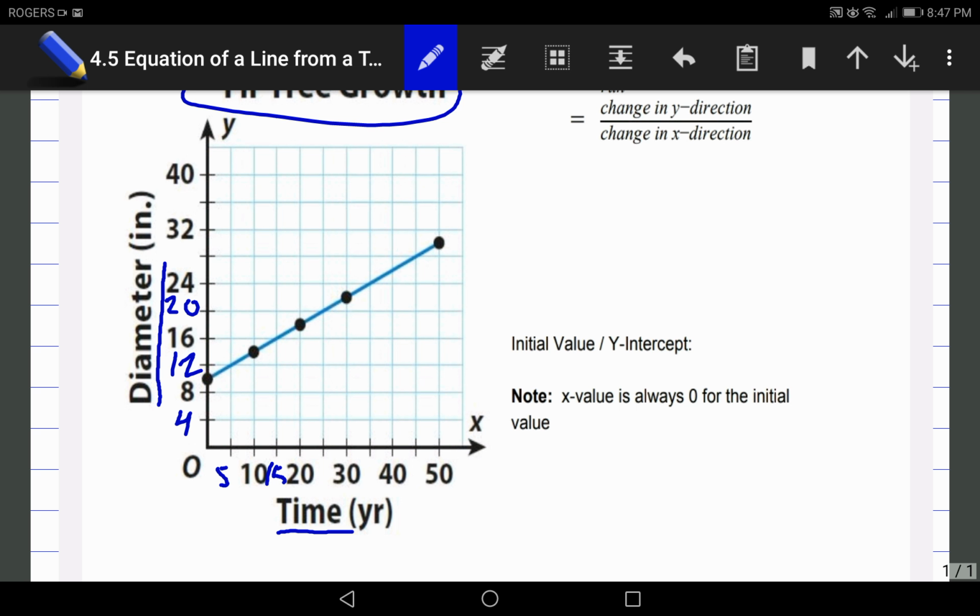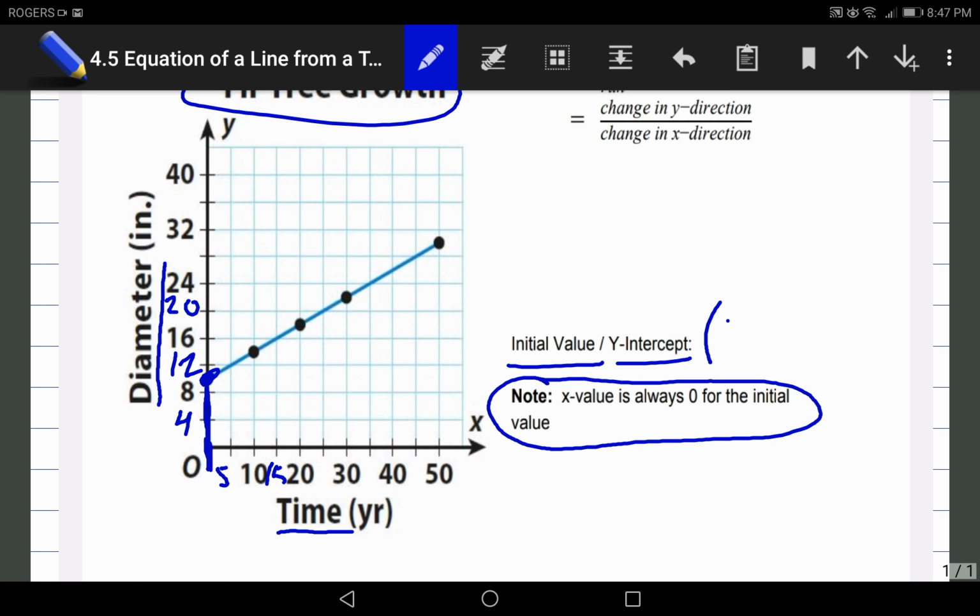Okay, so let's start with the initial value again. The initial value, or the y-intercept, is the point that lies right on the y-axis. Remember, just as I mentioned last lesson, the x value is always 0 for the initial value. So on the x-axis, you're always at 0 for the initial value there. If I were to write out the coordinate, it would be (0, 10). Or you can simply write that the y-intercept is 10. So you can write it as a coordinate, or you can just say that it is 10.